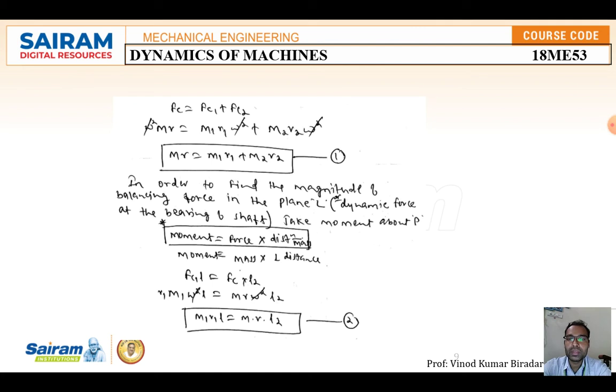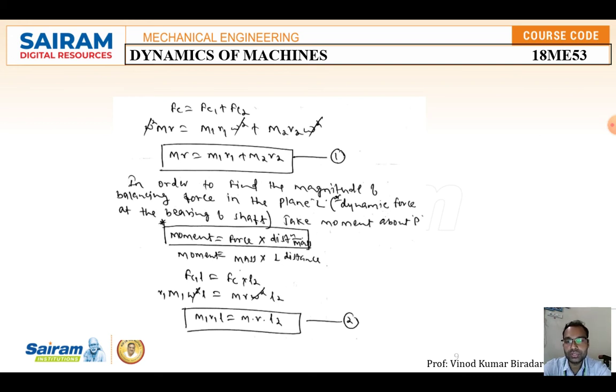Give equation number 1. In order to find the magnitude of balancing the forces in the plane L, that is a dynamic force that will be created in the shaft, take the moment about P. Moment is equal to force into distance, force in mass into perpendicular distance. Therefore Fc1 into L, that is the moment, is equal to Fc, the centrifugal force, into the distance, which is L2.